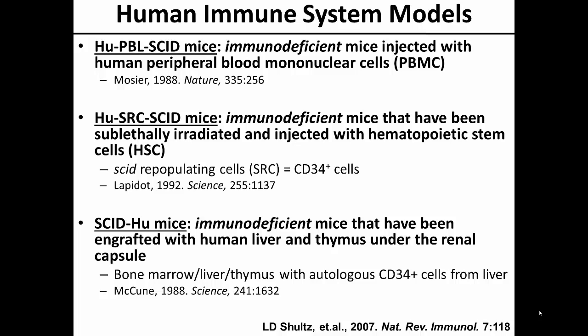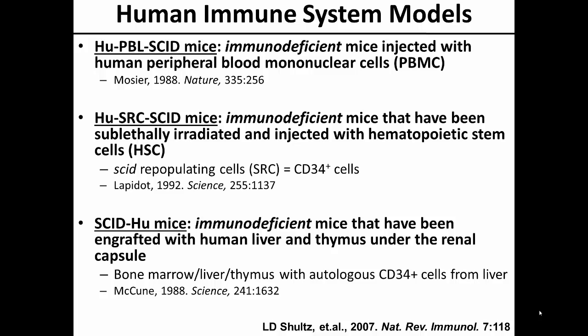This led to the development of what is most commonly called the bone marrow, liver, and thymus mouse. For this, you do your thymic implant under the kidney capsule, but you also inject autologous CD34 hematopoietic stem cells from that same liver. When you do this, the BLT mouse model is probably one of the most robust engrafting models that we have available in our humanized mouse repertoire. T cell development is very efficient in these animals and is occurring on human thymic epithelium. So the T cells should all be HLA restricted.